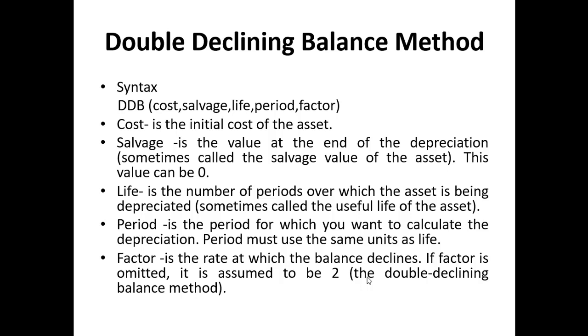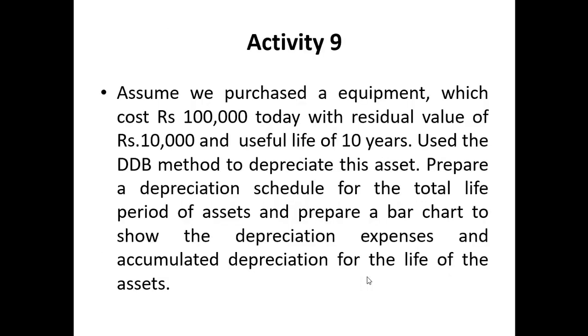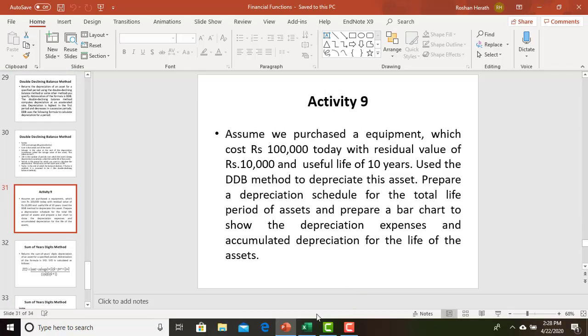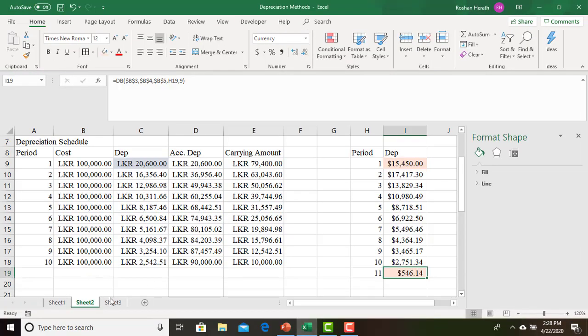So now let's move to a question and we'll see. Assume we purchased equipment which cost 100,000 today, the residual value is 10,000, and the useful life is 10 years, the same information, but you have to compute the depreciation using a different technique. It is DDB, and you have to prepare the chart and also produce the bar chart. Right, okay, let's move on to the Excel sheet and work this out.